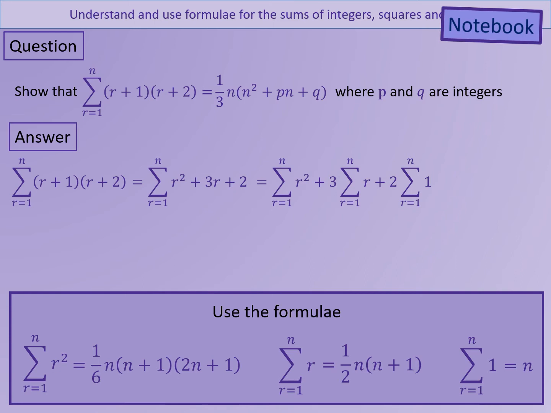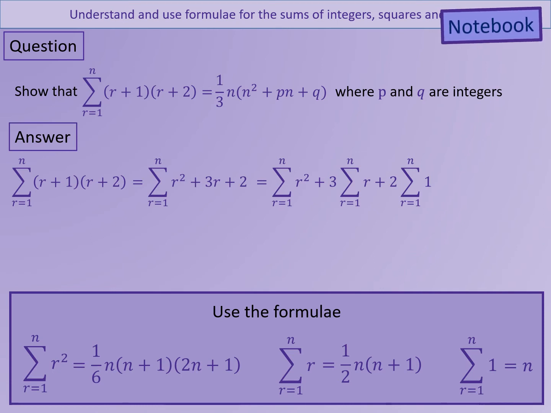So the formula, remember the formula for the sum of r squared is in the formula book, a sixth n, n plus 1, 2n plus 1. The other two you need to know, so you need to know the sum of r is half n, n plus 1. And the sum of 1 is just going to be n, because that's just n ones added together.